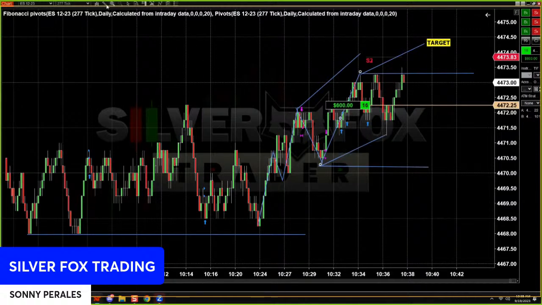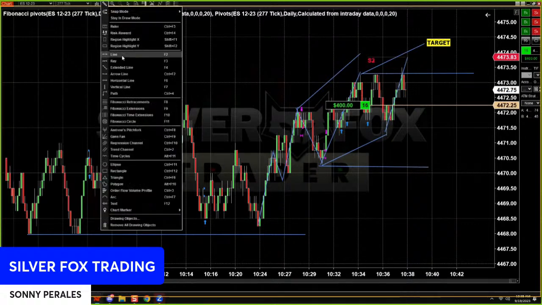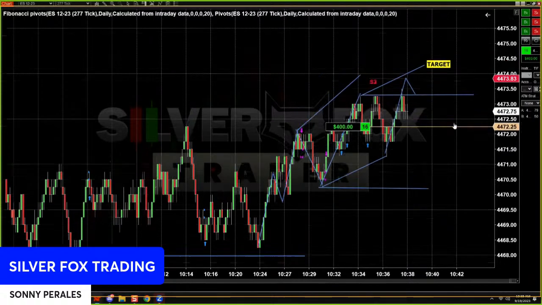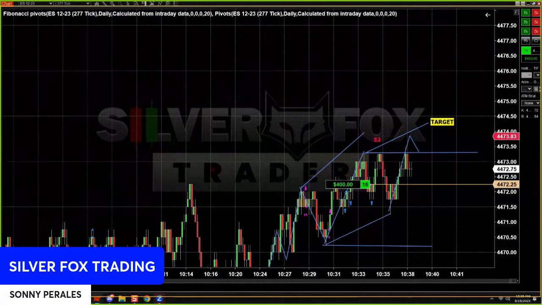So we are trying to do this here. Trying to go from here to here. This is where we need to be at, right there. Then price is going to retrace back here. Right? And then what is our next goal from here?